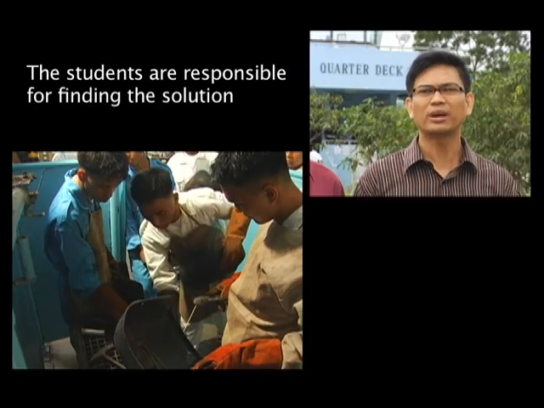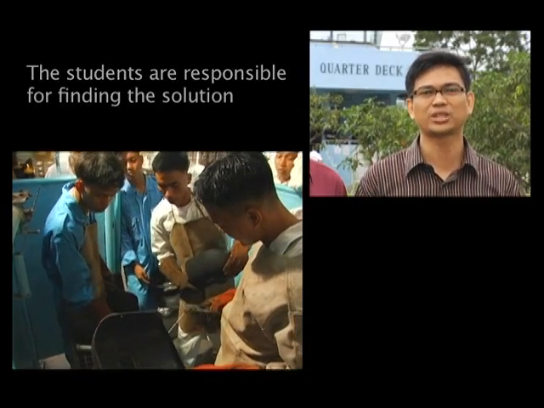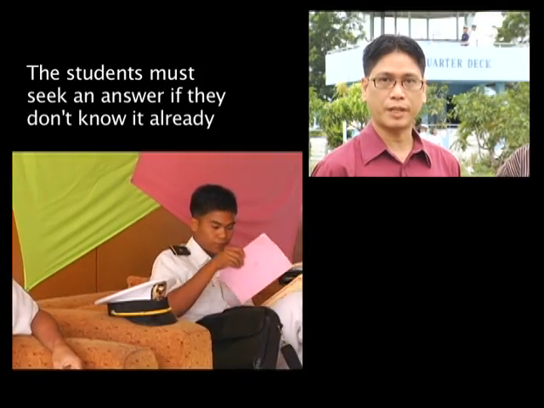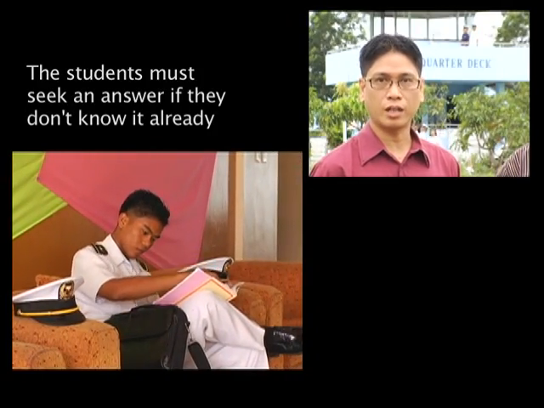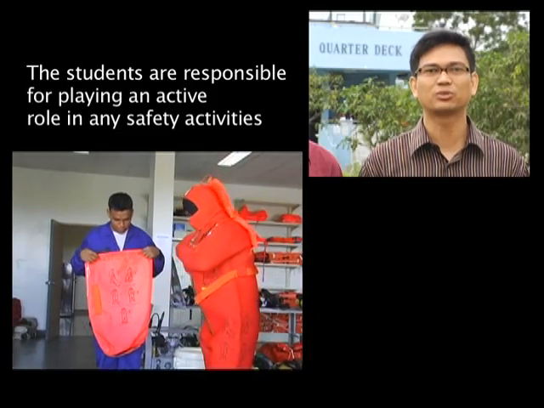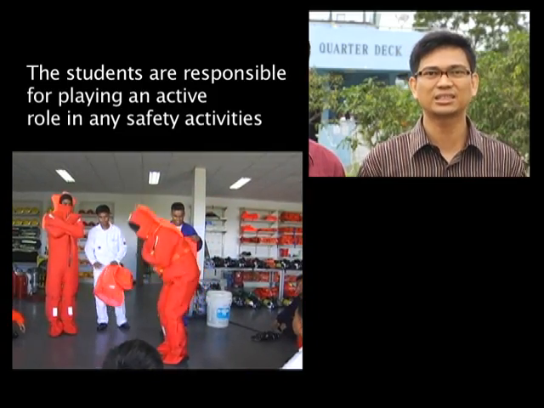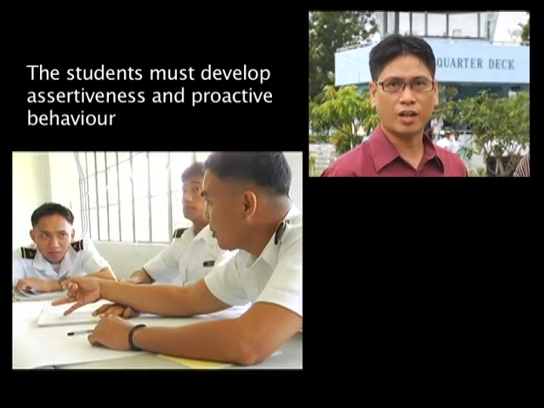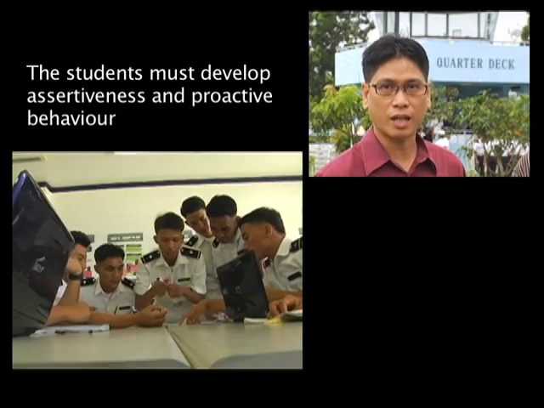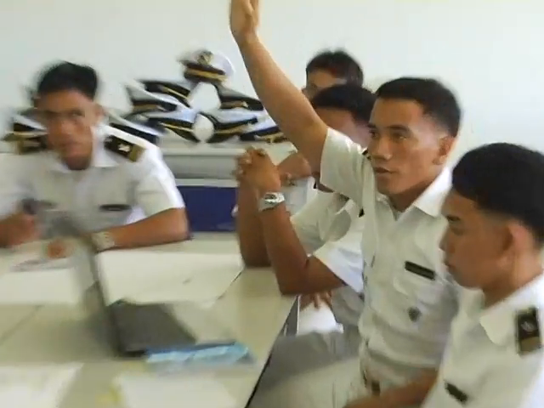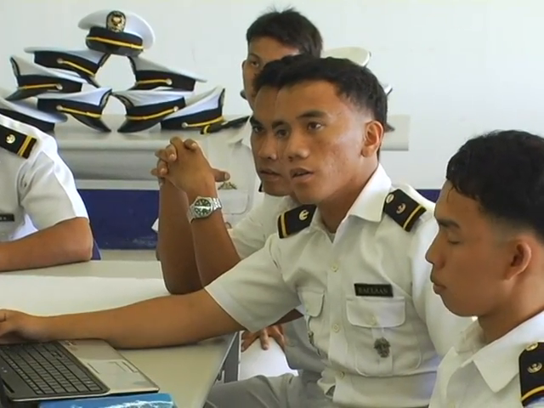The most important learning goals are: the student shall understand that he or she is responsible for finding solutions to specific safety and health challenges. If they don't know the answer to a specific task, they are responsible for finding a good answer, and they should not wait for their superiors to provide them with these answers. They are responsible for playing an active role in any specific safety and health activities. Students must be encouraged to develop assertiveness, proactive conduct, and rhetorical capabilities. They must dare speak up, oppose, argue, and participate in finding the best solution.